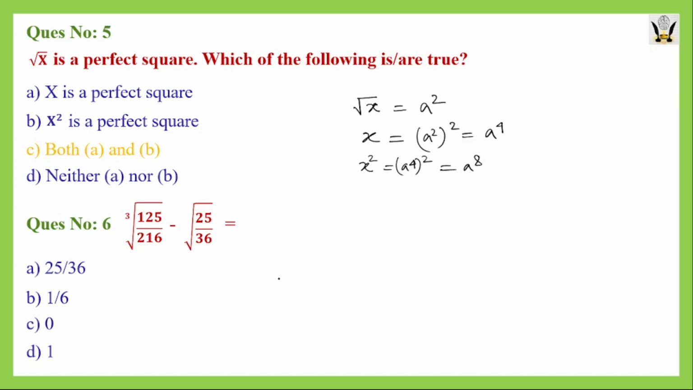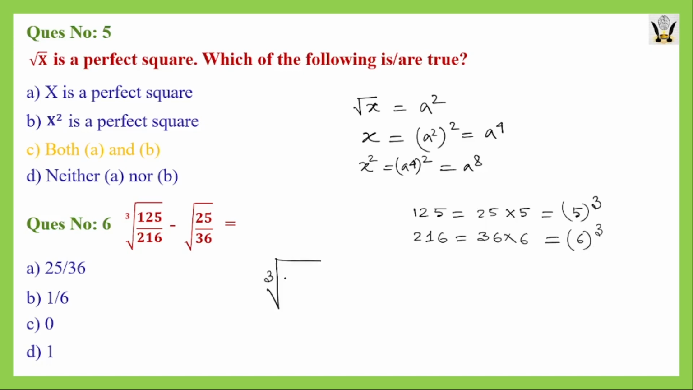It says cube root of 125 divided by 216 minus square root of 25 by 36. What will be that value? So 125, we know that value is actually 25 multiplied by 5, and 25 is again the square of 5. So finally it can be written as cube of 5. And similarly 216, we know that is actually 36 multiplied by 6, and 36 is the square of 6. So finally it can be represented as cube of 6.